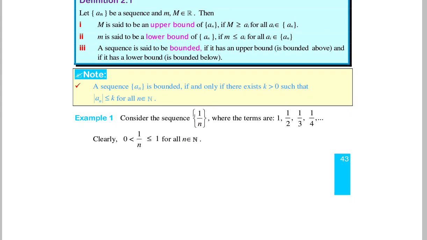Let us jump on. This is the family. The sequence is said to be bounded.